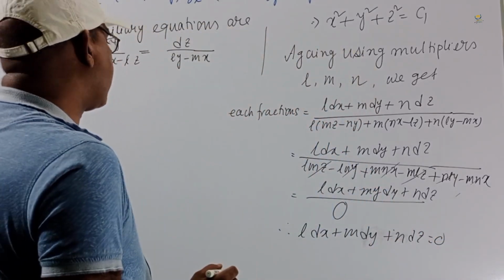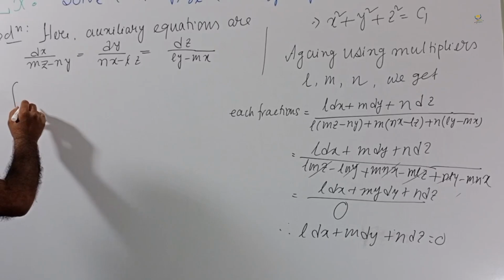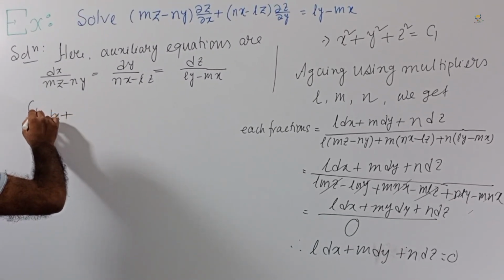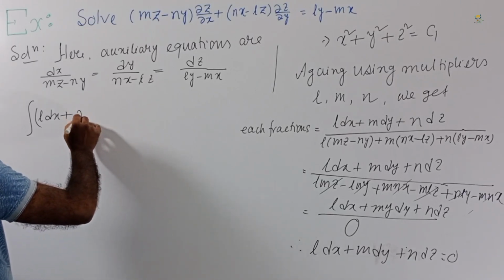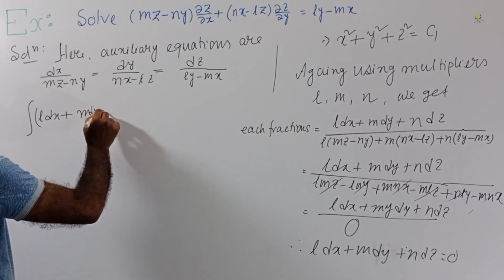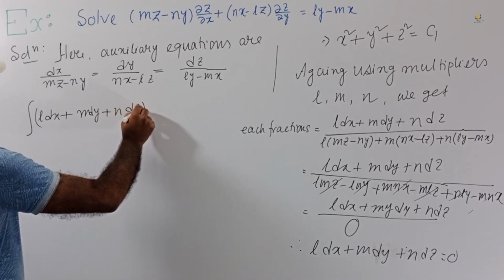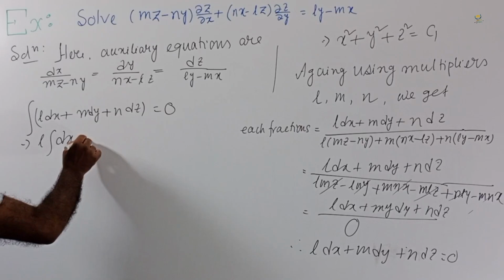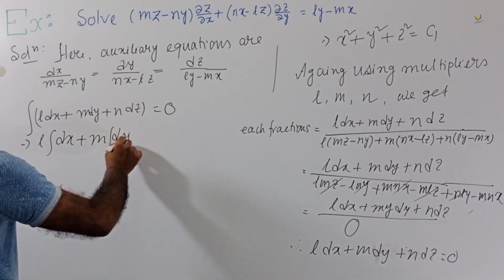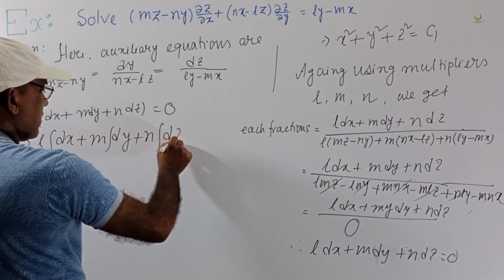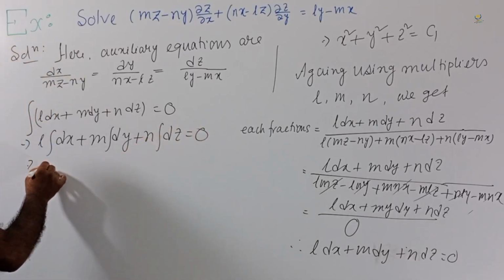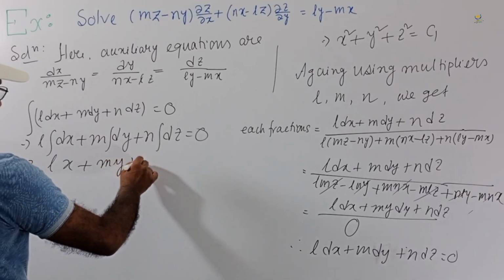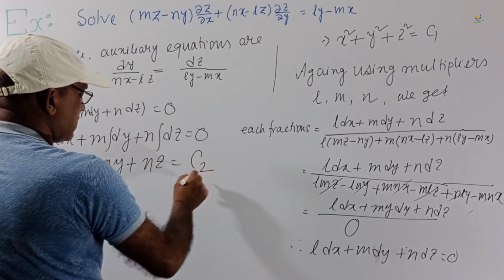So if we integrate this, then we get L dx plus m dy plus n dz equal to 0. So this is L dx plus m dy plus n dz equal to 0. So integration of dx means x, integration of dy means y, and this is z equal to c2.